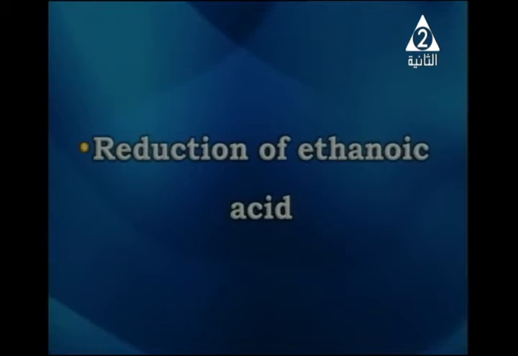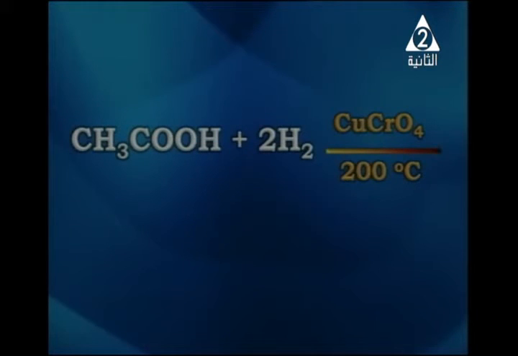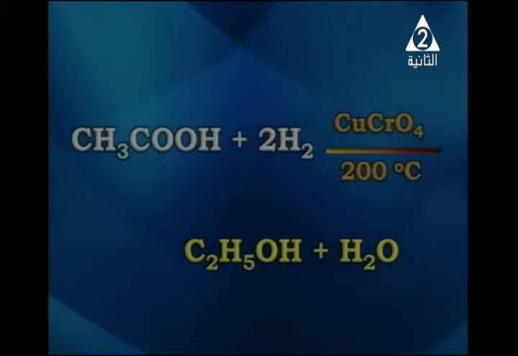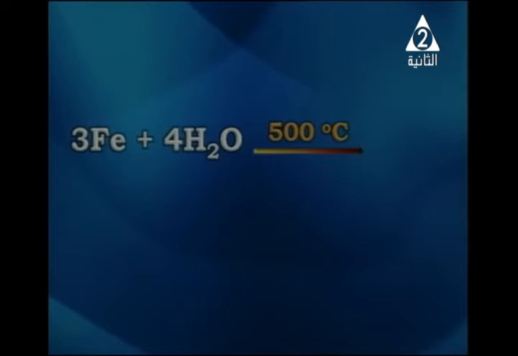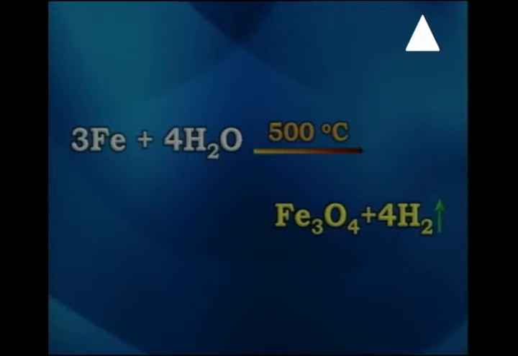Reduction of ethanoic acid. As the equation proceeds on the screen, ethanoic acid or acetic acid, CH3COOH, plus 2H2 in the presence of copper chromate, CuCrO4, at 200 degrees Celsius, gives C2H5OH plus H2O. The reaction of red hot iron with water vapor. Here, as the equation proceeds on the screen, 3Fe plus 4H2O at 500 degrees Celsius gives Fe3O4 plus 4H2.